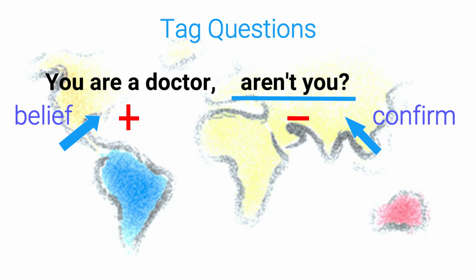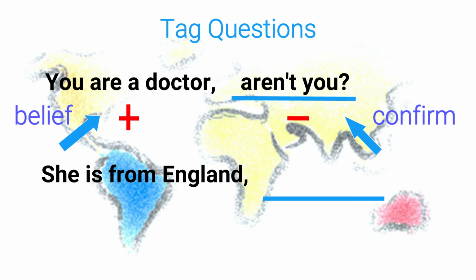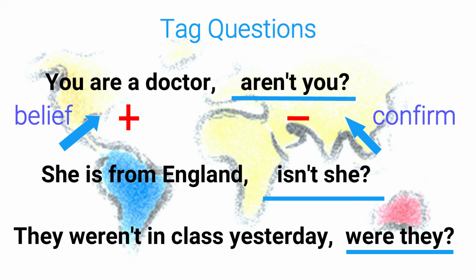For another example, she is from England. A positive declarative in the present tense, so my tag will use a negative, also in the present. So our whole phrase becomes, she's from England, isn't she? For an example of a third person plural, and also in the past tense, my sentence is, they weren't in class yesterday, were they? Again, past tense of the verb to be, so I need to make sure my tag uses the past tense as well. And my declarative, my belief, is negative, therefore my tag is going to be positive.